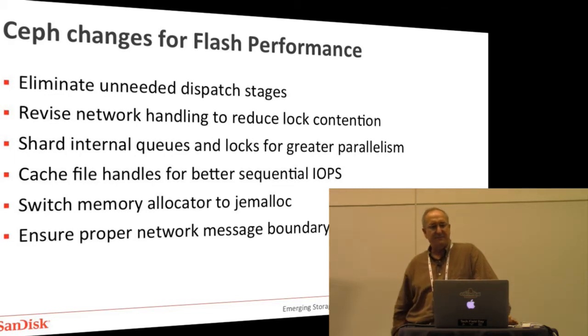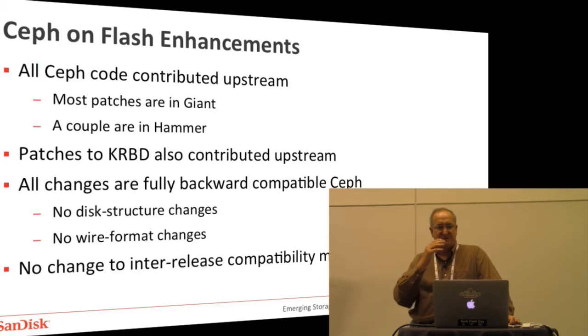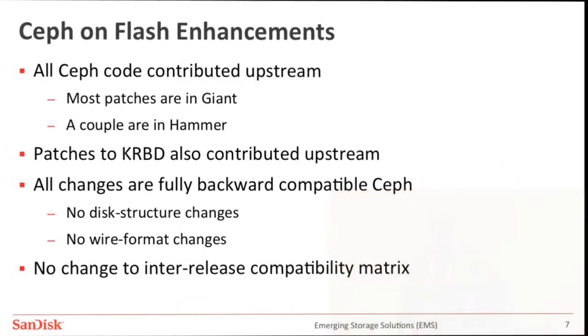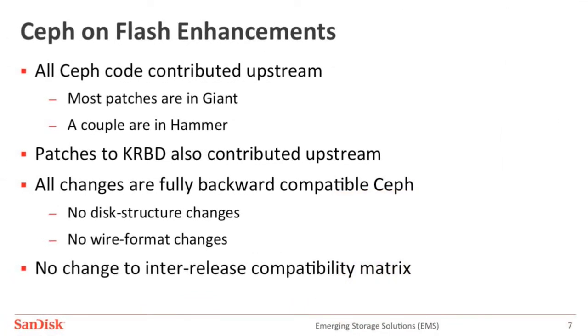So we dug into the code, got rid of the extra queues, sharded the locks, increased the parallelism, added some caching for file handles and things like that, changed the memory allocator, fixed up the network handling. And all of that code, it's an open source project, was all contributed back. Most of the patches are in the Giant release. There's a couple that are streamed out in the Hammer release, which is what's the most currently worked on. And there are components of Ceph in the Linux kernel, the KRBD element. And that's also been contributed. It's not out in any of the specific releases yet.